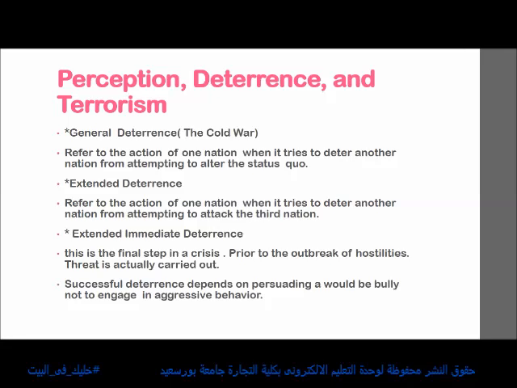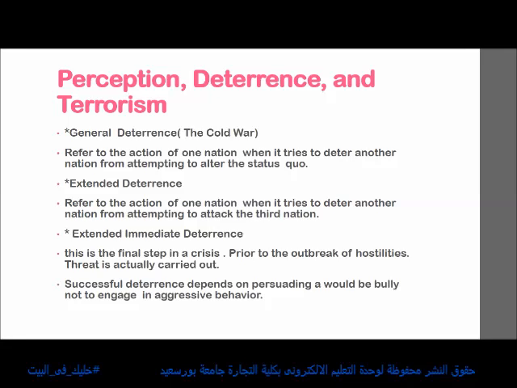Extended deterrence refer to the action of one nation when it tries to deter another nation from attempting to attack the third nation. يعني أنا أمريكا والصين أو أمريكا وكوريا الشمالية ما تضربش كوريا الجنوبية. ده اللي هو extended deterrence، أو إن أمريكا والصين ما تضربش تايوان. Extended immediate deterrence this is the final step in crisis، وده الأخطر.